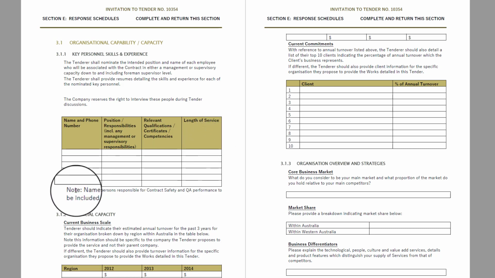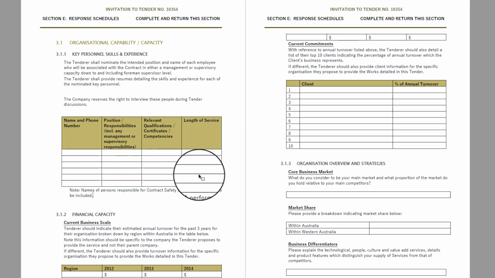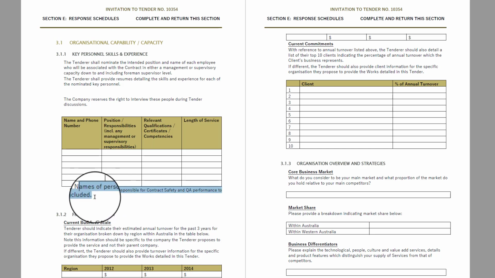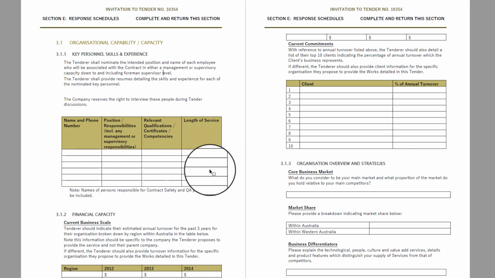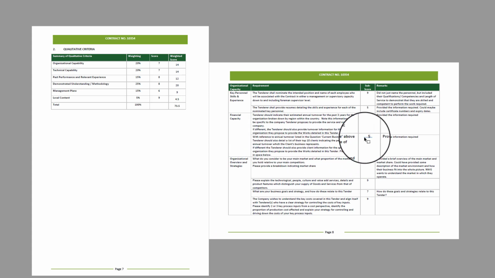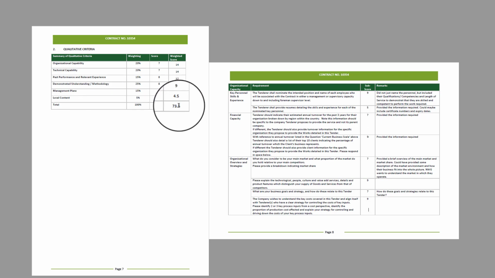They also want to know the names of persons responsible for contract safety and QA performance. Now, interestingly, you would be shocked at how badly people respond to these sorts of questions. They may not put this information in, or they might not provide resumes, or they don't put the full list of people in, and all that does is it fails to impress. And if there is an evaluation criteria against it, you don't want a 0 in any one of these boxes, and you will get a 0 if you don't answer that question. And that 0 will drag down your total weighted score. So even a 3 is better than a 0.